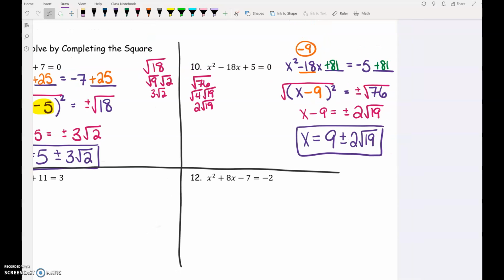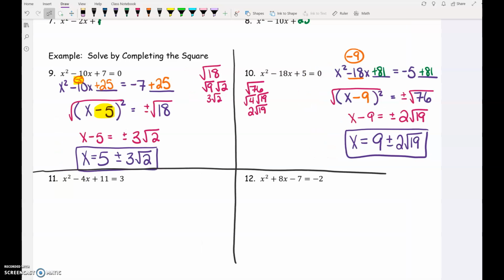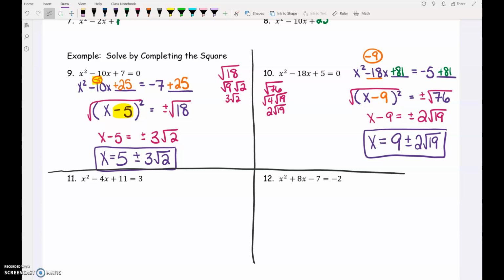All right, should we pick 11 or 12 to do? Let's do 11. I think I did 12 last hour, so let's do 11 this hour. Try number 11 on your own. Go for it. Pause the video. I mean it. Pause the video. I don't think you've paused it yet. You need to pause the video and try number 11.